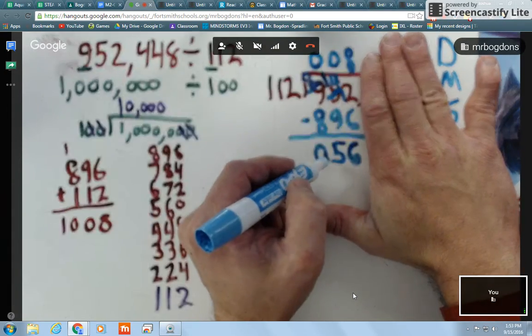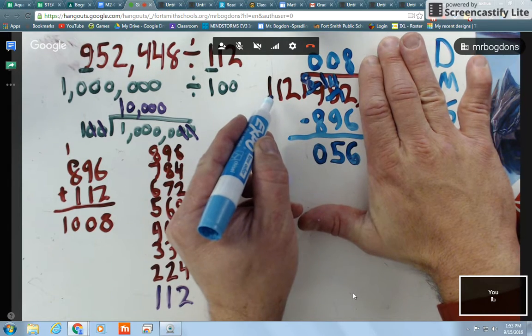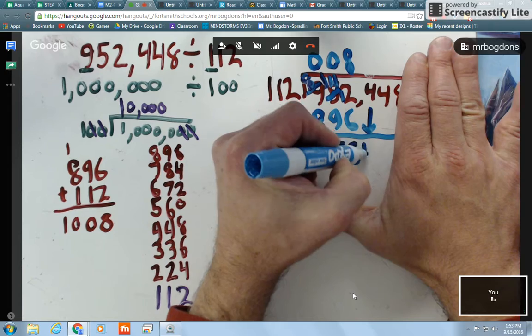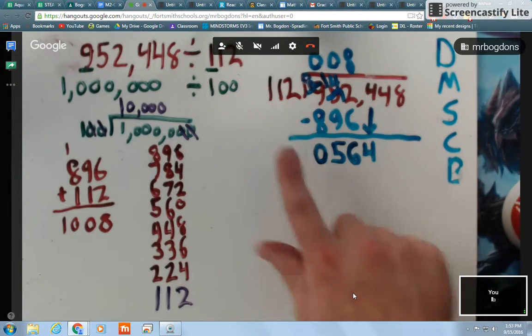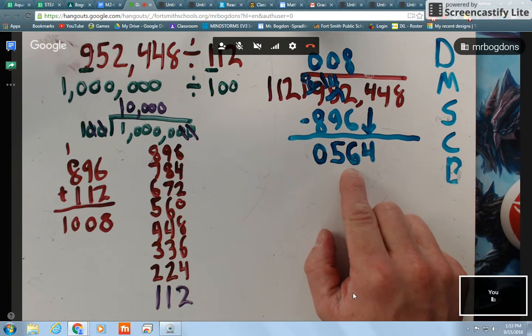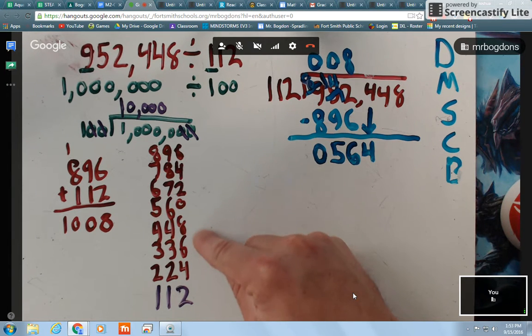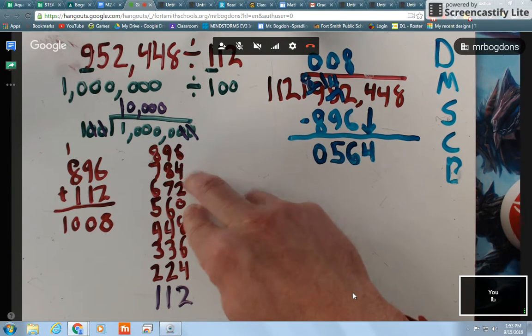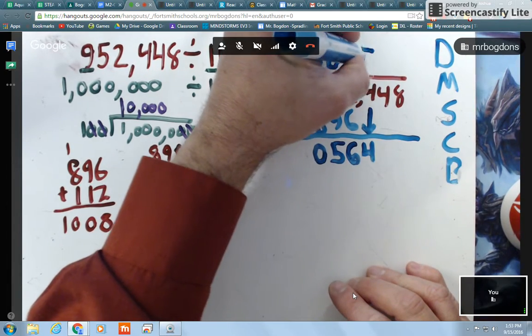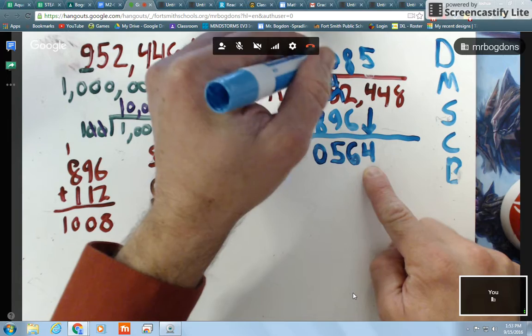Is 56 smaller than my divisor? All right, let's bring it on down. This comes down, joins the party. Now, how many times will 112 go into 564? 1, 2, 3, 4, 5. Not 6 times, too big. I write my 5 directly above the thing that I just brought down.